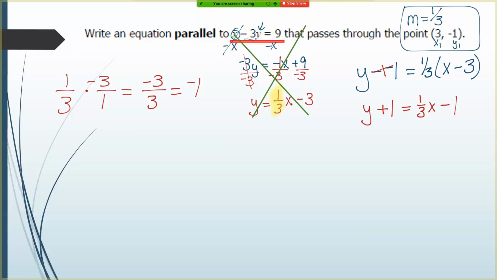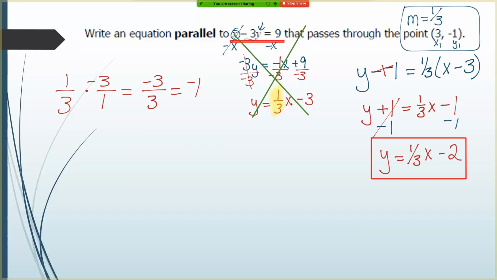One last step to get my final answer. I've got to get y back by itself. I'm going to subtract 1 from both sides. So y equals 1/3 x minus 2. And that right there is my final answer. So that is the equation of the line that's parallel to the one we were given and passes through 3, -1. I could make you graph them to prove to me, but I'm not going to do that. I just want to see your work.